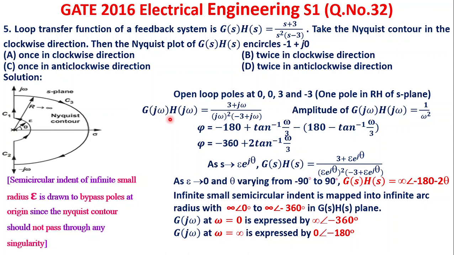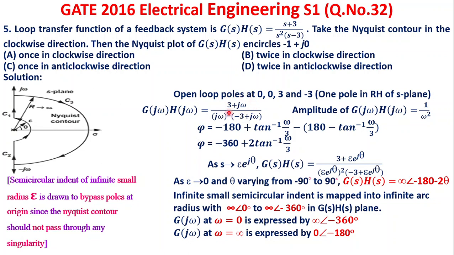This is the sinusoidal transfer function by putting s equal to j omega. Amplitude, we know, is (s plus 3) by (s minus 3), which means it is an all pass transfer function. This alone, s plus 3 by s minus 3, is 1 only. So the magnitude is 1 by omega square. That's all.